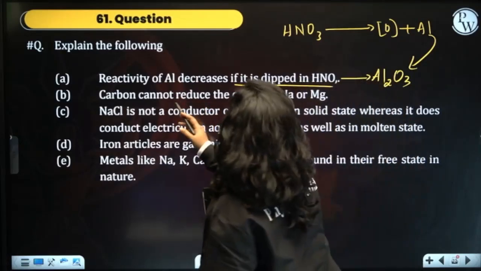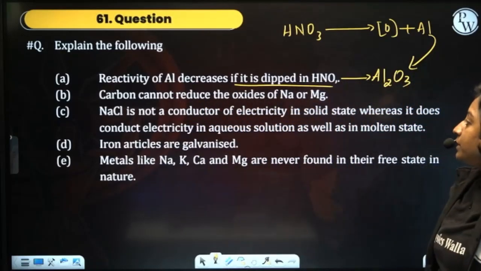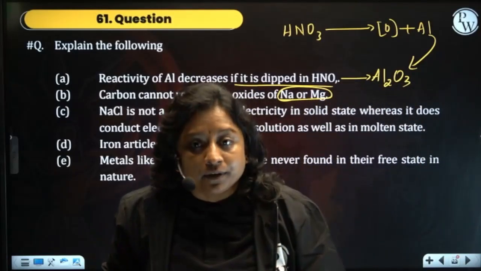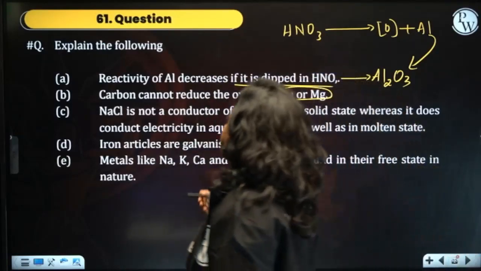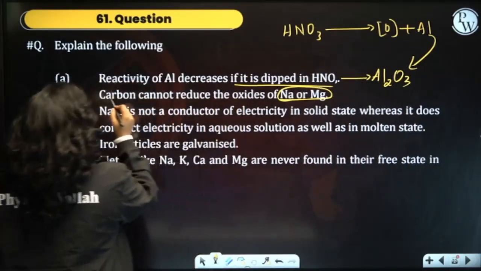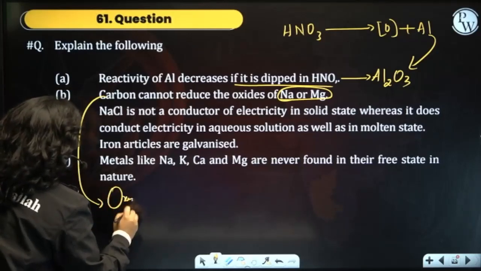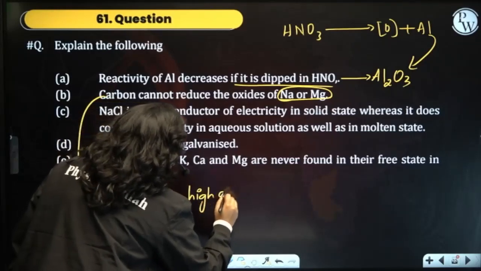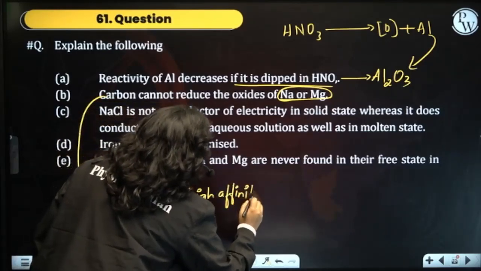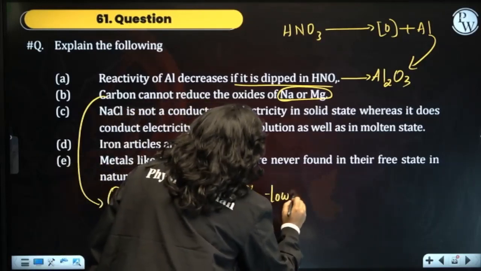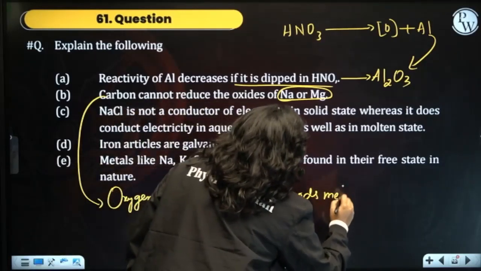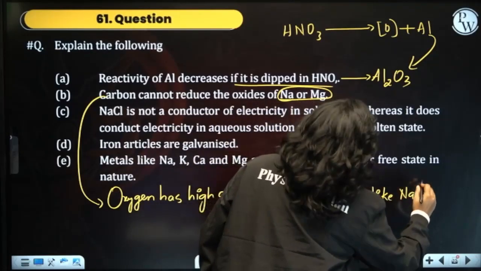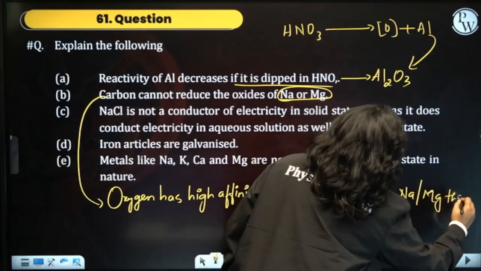Next, carbon cannot reduce the oxides of sodium and magnesium. Why? Because these metals have higher affinity for oxygen than carbon. Or in other words, oxygen has high affinity towards metals like sodium or magnesium than carbon.